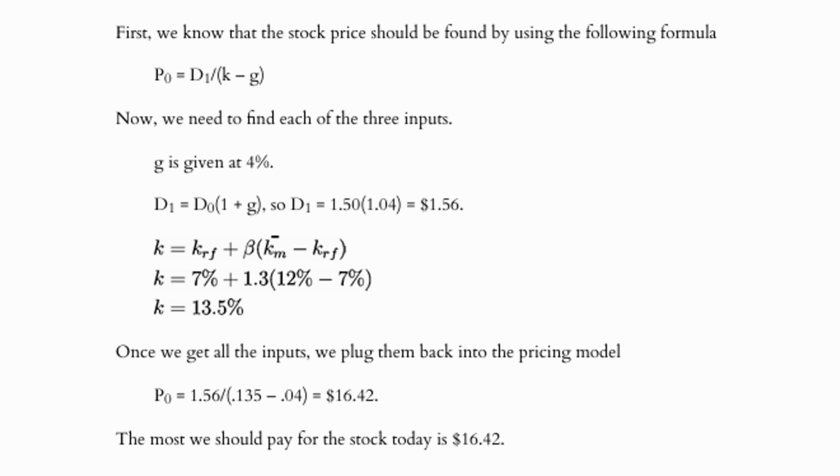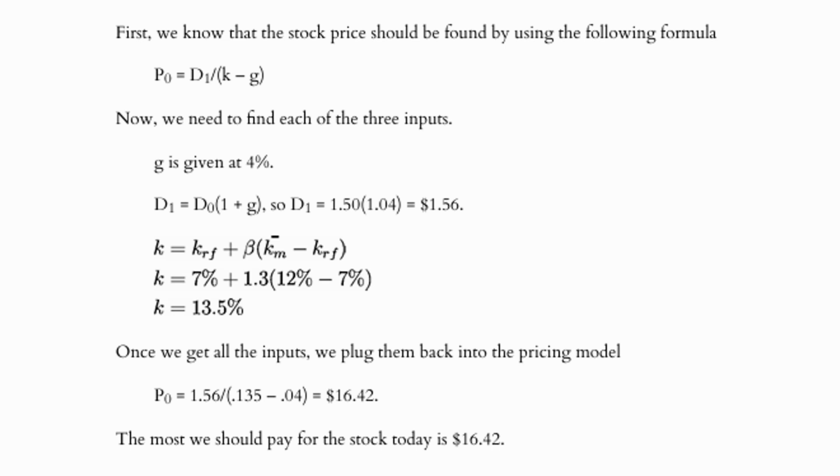So we know stock price should be found using P0 equals D1 over K minus G. G is 4%, so D sub 1 will be the first dividend times 1 plus the growth rate, so 1.5 times 1.04 is 1.56. K is equal to 7% plus 1.3 times the difference between 12 and 7%.